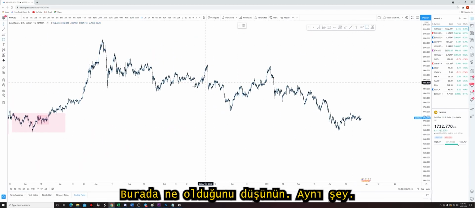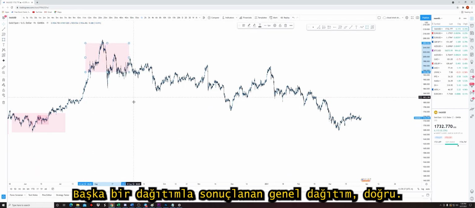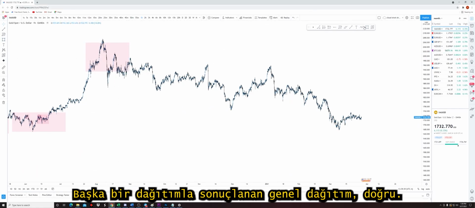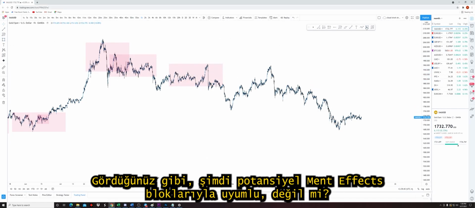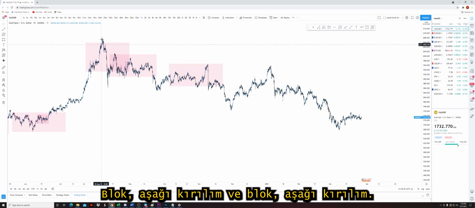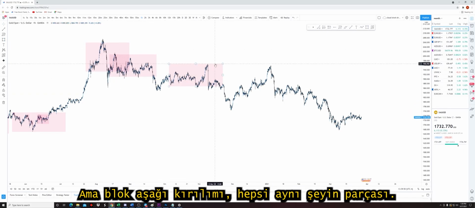Think about what's happening here. Same thing. Overall distribution that resulted in another distribution, right? This overall thing is distribution that resulted in an overall distribution, which as you are seeing is now in line with potential MFX blocks, right? MFX block, breakdown, MFX block, breakdown, MFX block, breakdown. It's all part of the same thing.